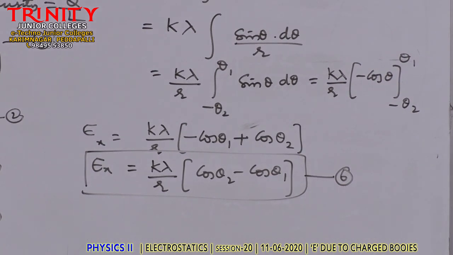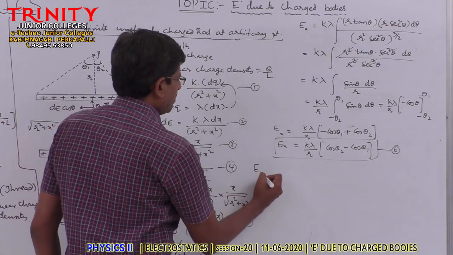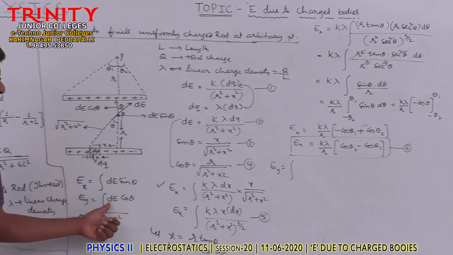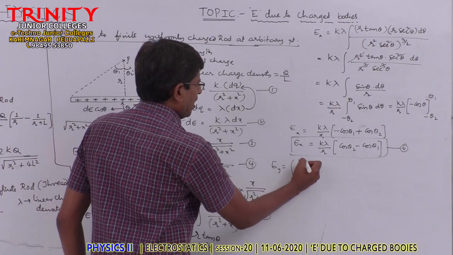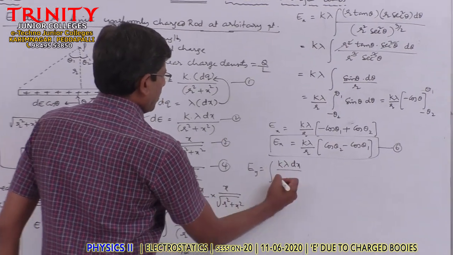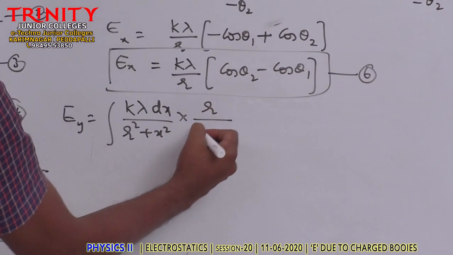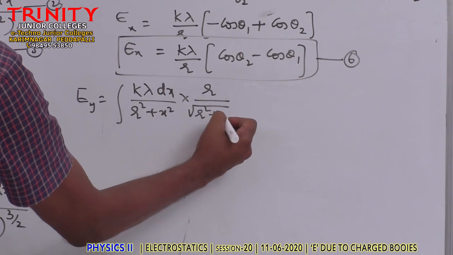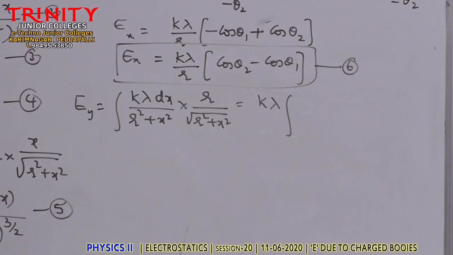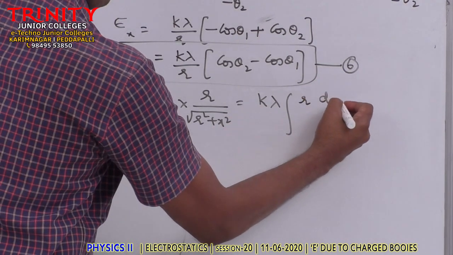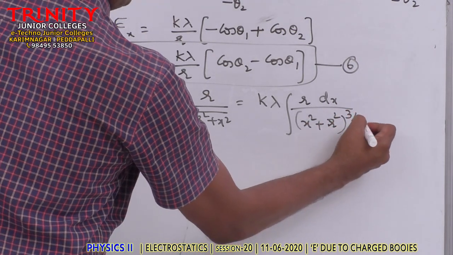And similarly, we have to evaluate Ey. Let me write Ey here. How you can integrate is dE cos theta. dE is given, cos theta is given. Therefore, k lambda dx by r square plus x square, into cos theta, which is r by under root of r square plus x square. So, k lambda is taken out of the integration. Then what you will get is r dx by x square plus r square to the power of 3 by 2.